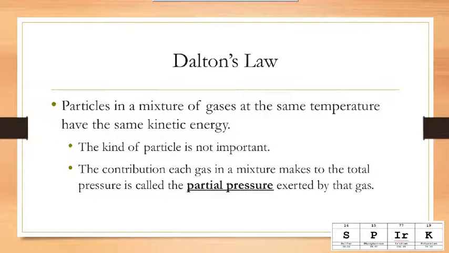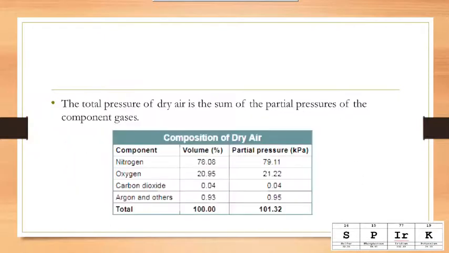Particles in a mixture of gases at the same temperature have the same kinetic energy. The kind of particle is not really all that important. The contribution each gas in a mixture makes to the total pressure is called the partial pressure exerted by that gas. So the total pressure of dry air is the sum of the partial pressures of the component gases.